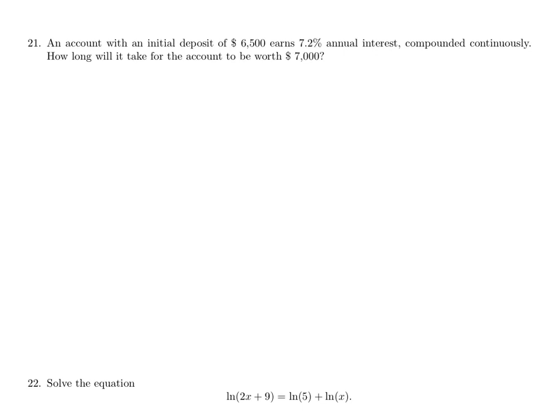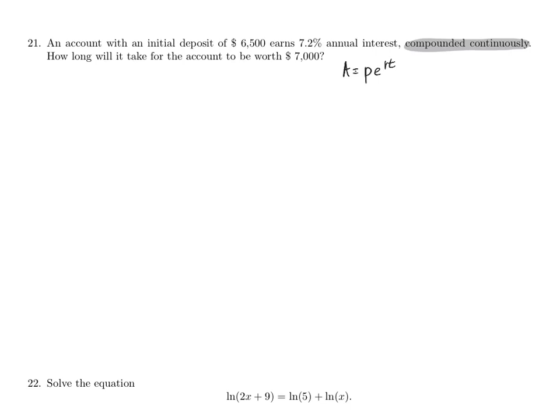Okay, number 21. So an account with an initial deposit of $6,500 earns 7.2% annual interest, compounded continuously. So again, I always try to look for this when I'm reading this problem because that's kind of the key word. Keywords to let me know which formula I'm using. So since it's compounded continuously, I know it's going to be this formula with the e. So A equals Pe to the rt. Now I'm going to keep going. How long will it take for the account to be worth $7,000?